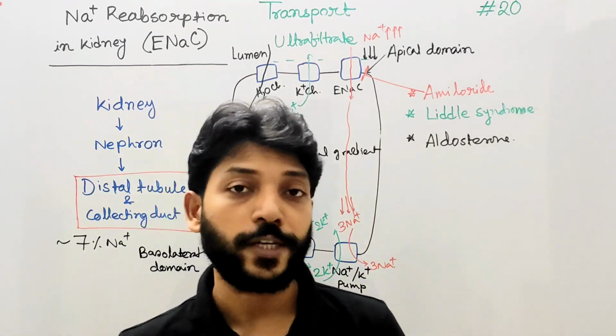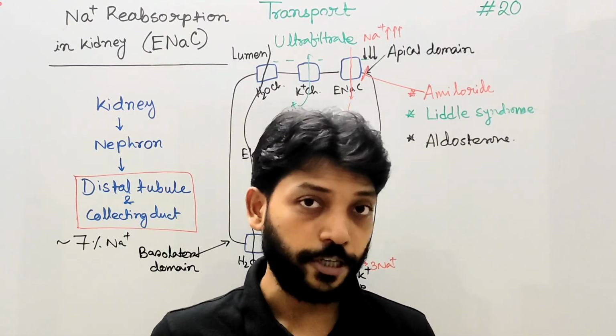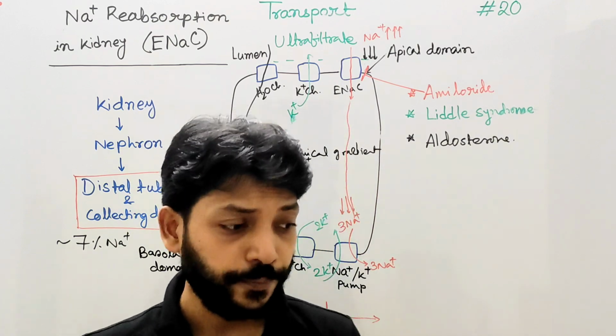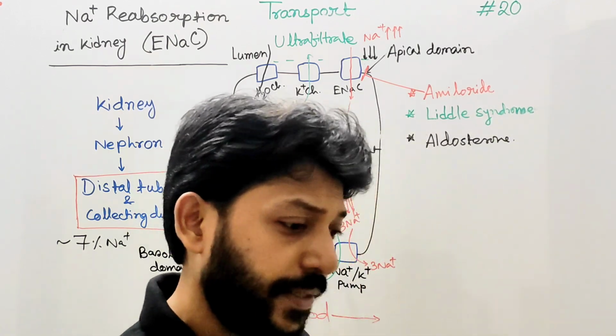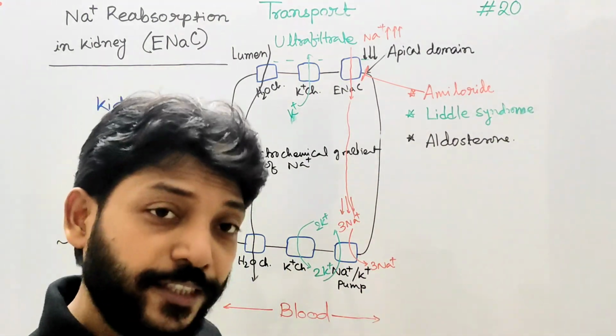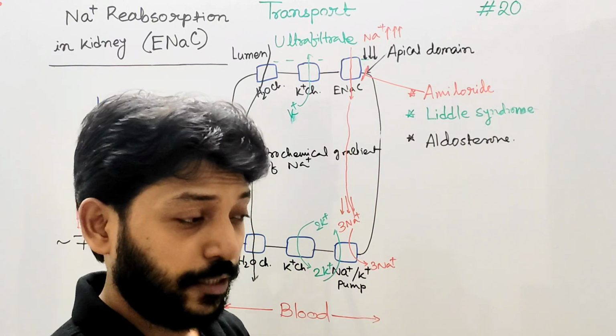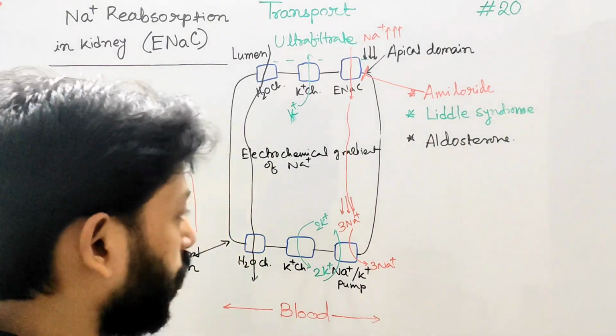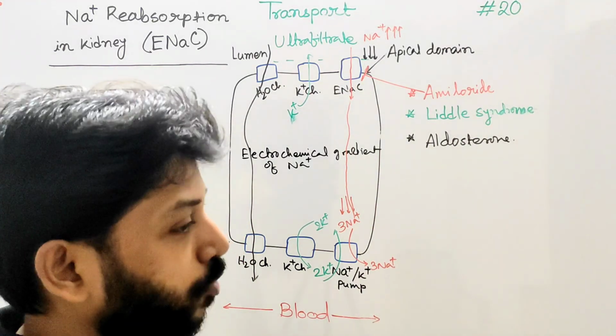This epithelial sodium channel is not only present in the kidney, but it is also present in the lungs, the salivary glands, and the gastrointestinal tract. It has important roles in our physiology. So this is all about these channels.